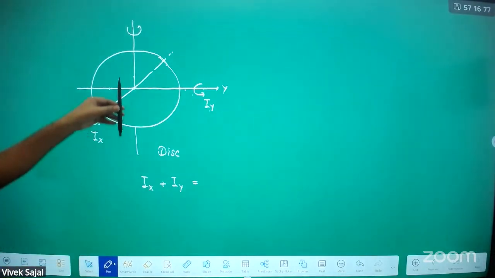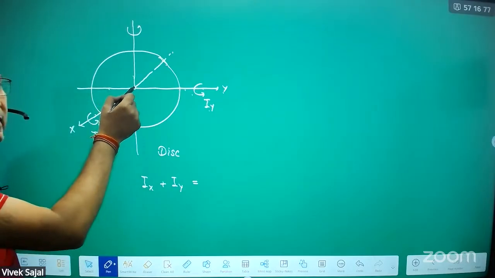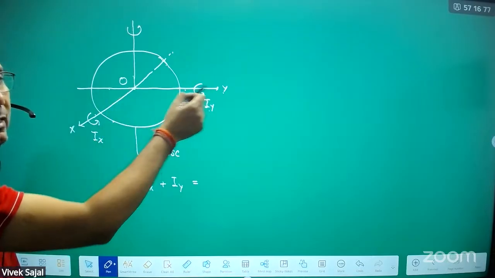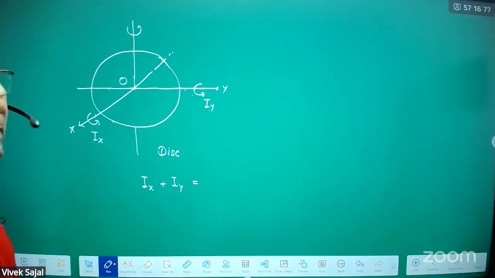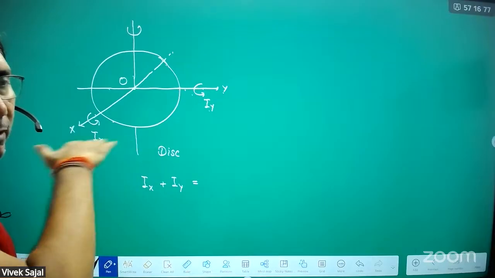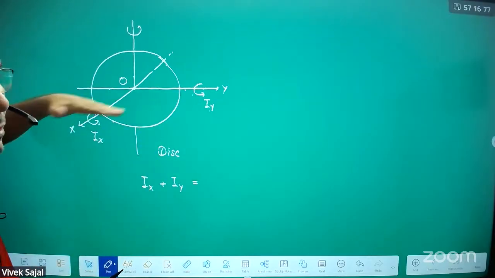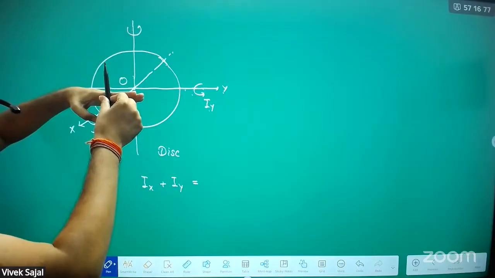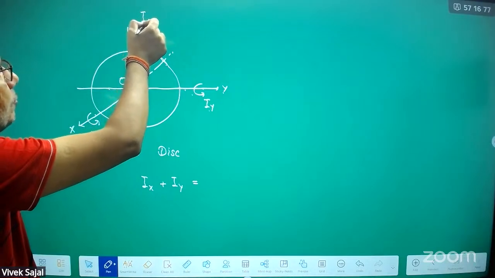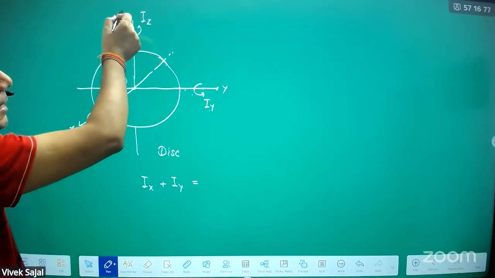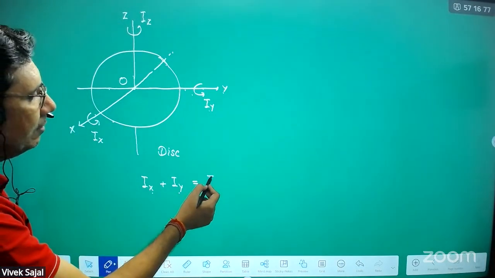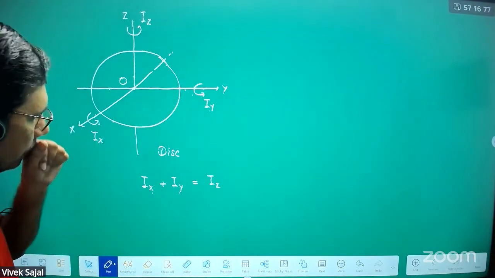Where will the third axis be? The third axis should pass through the intersecting point of these two axes. This point is suppose O. So the third axis passes through the intersection of the x-axis and y-axis, and it will be perpendicular to the planar body, that is, perpendicular to the plane of the disc. Suppose the moment of inertia on rotating this disk about this z-axis is Iz. Then the sum Ix plus Iy will be Iz.